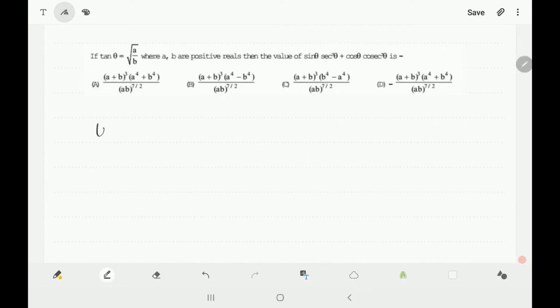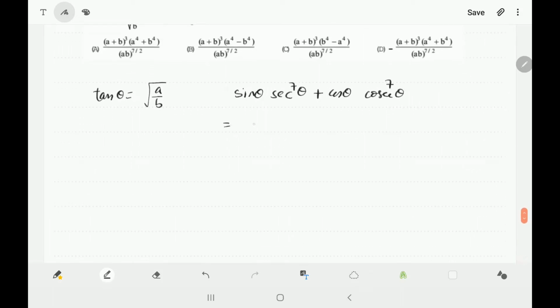In this problem, tan theta is given as under root of a by b. We have to find the value of sine theta secant theta raised to the power 7, plus cos theta cosecant theta raised to the power 7. Let's first simplify this term. Let's consider it as I.